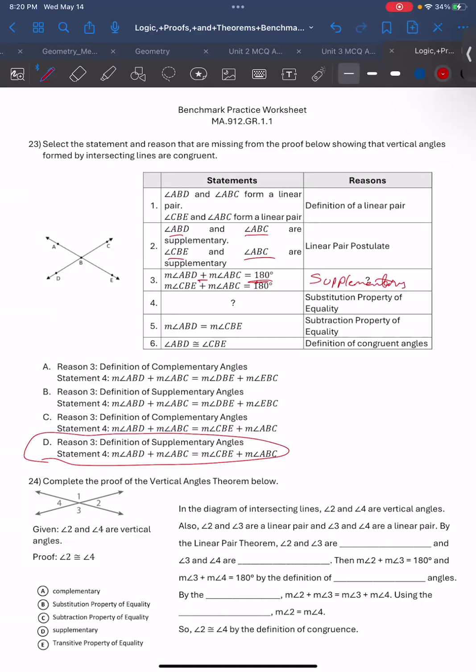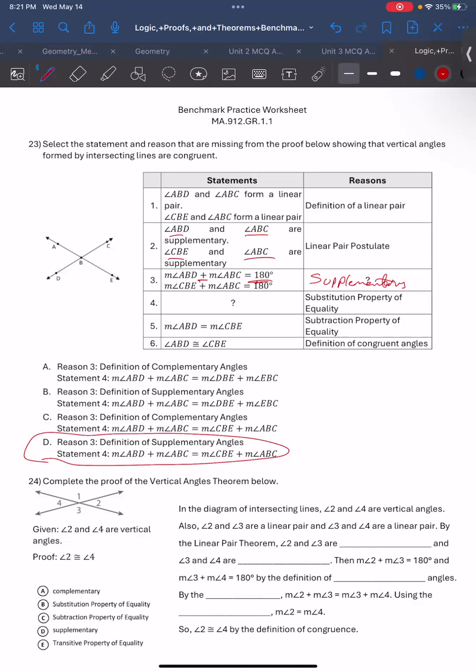All right, so we have: complete the proof of the vertical angles theorem below. Given angles 2 and 4 are vertical angles, prove that they are congruent. So what kind of proof is this? We have the flow proof, we have the column proof. Which is this one? Complete the proof. It begins with a P.